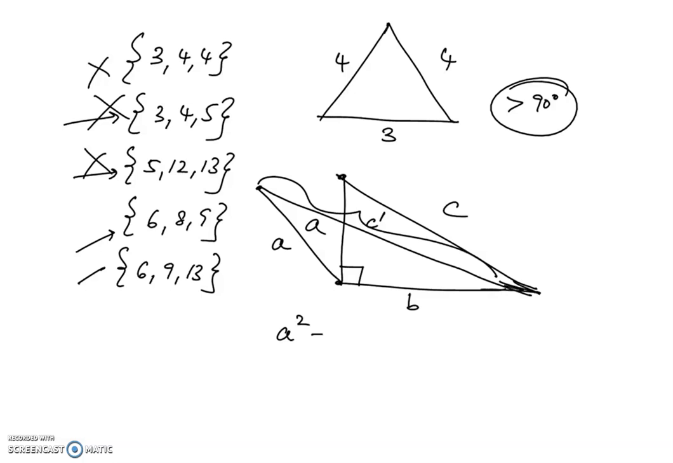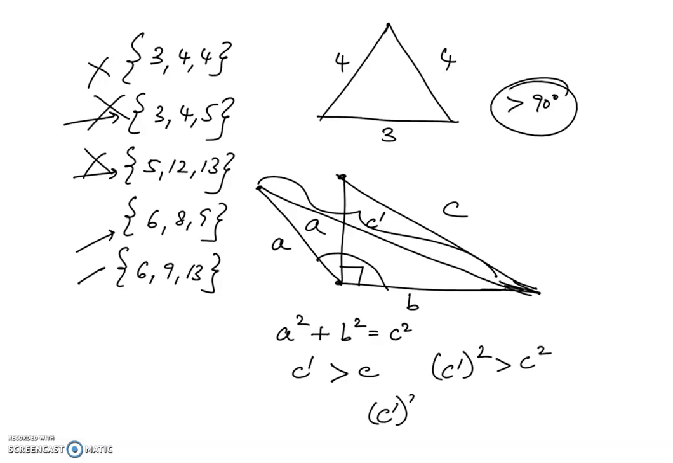So I know the original condition is A square plus B square is equal to C square. Now I know that this new hypotenuse C prime is greater than C. It's longer because this angle is now greater than 90. So that means that C prime square is greater than C square. And that means C prime square has to be greater than A square plus B square. So in an obtuse triangle, the longest side, if I square, has to be greater than the sum of the squares of the other two.